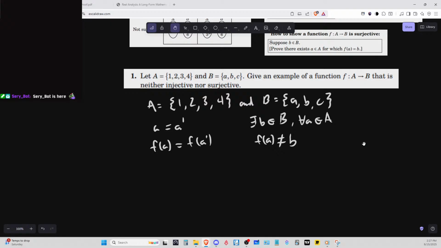So give an example of a function. It has to be a function, but it just can't be injective or surjective. I mean, I could draw a diagram, but I don't think that's what they're aiming for with this question.